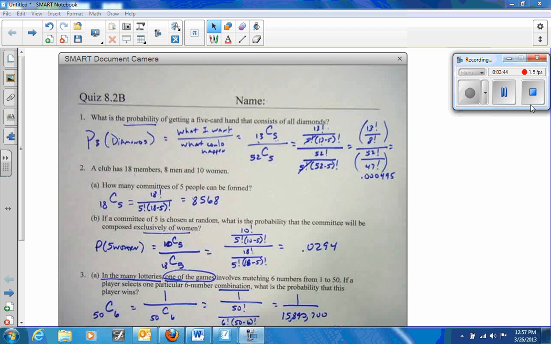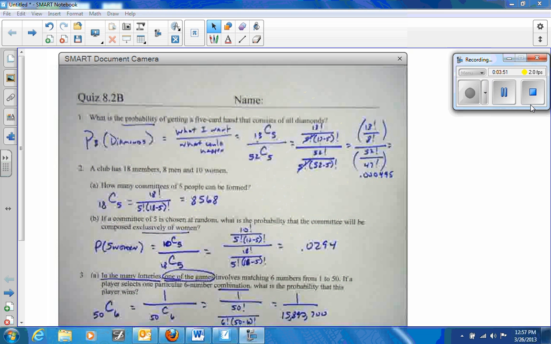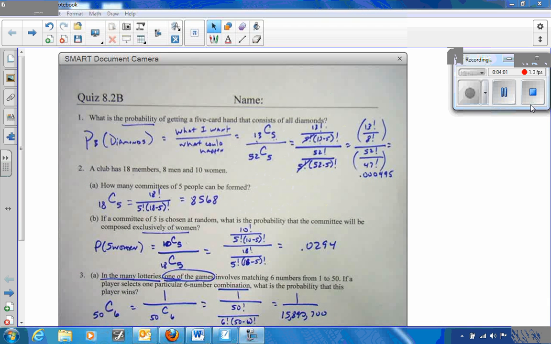And you do this in the same way. What if we increase it to 55? Well, you just change this number to 55. Combination 6. So it equals 1 over 55 combination of 6. And what that ends up doing is getting 1 out of 28,989,675.